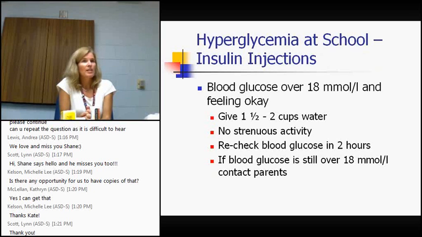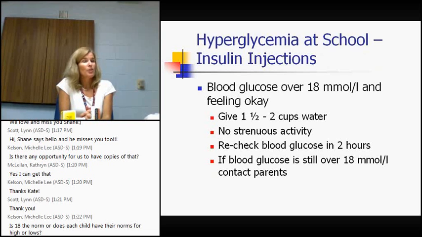What you can do is the child should have free water, and most children would have a water bottle at their desk anyway. That's usually pretty acceptable. No strenuous activity. Strenuous activity can actually drive the blood sugar higher, so we don't recommend that. Check blood sugar in 2 hours' time just to make sure it's not gone higher. And if blood glucose is still over 18, give the parents a call. Some children can have a blood sugar of 18 and feel perfectly well, and that's not a concern. But the parents need to just be notified.